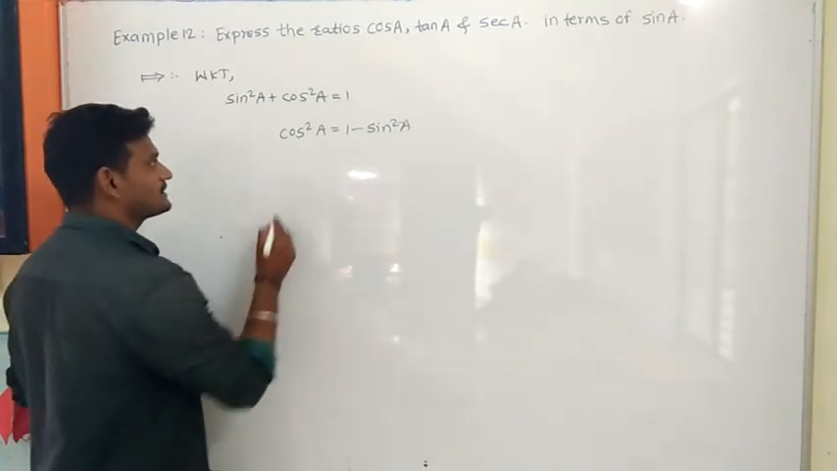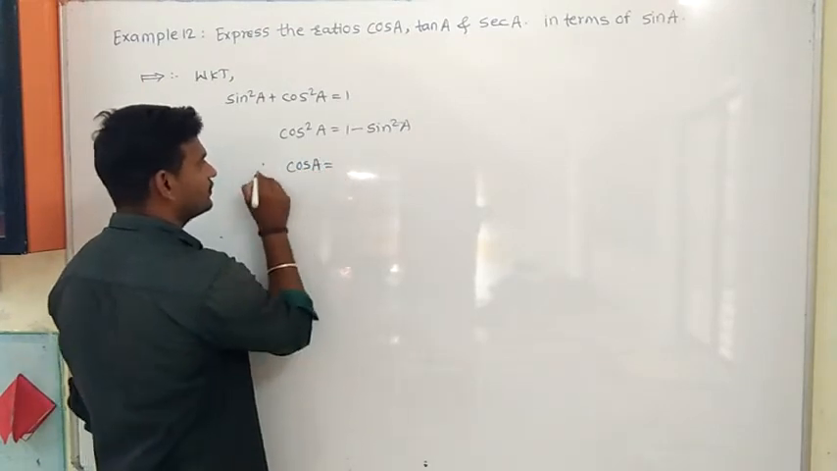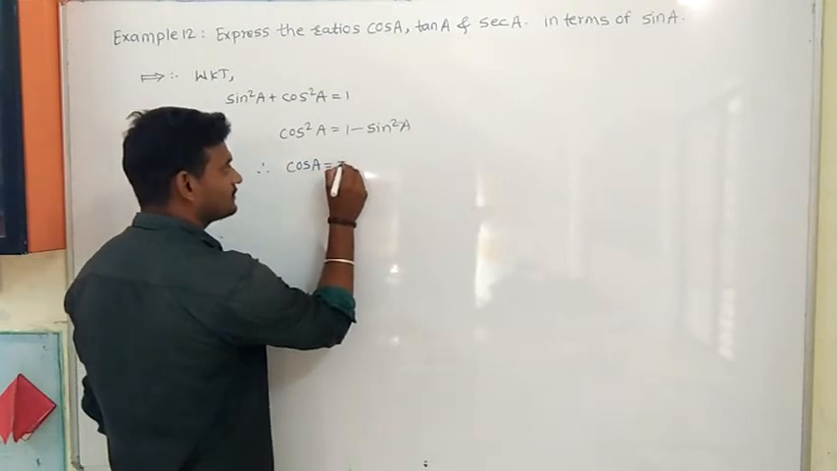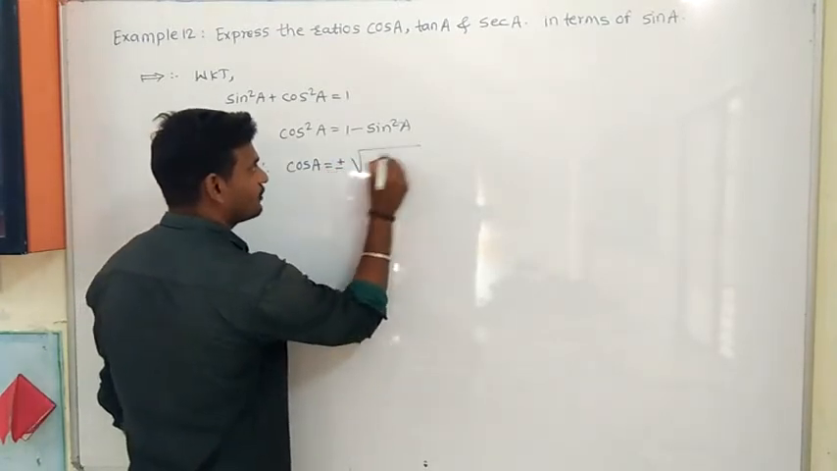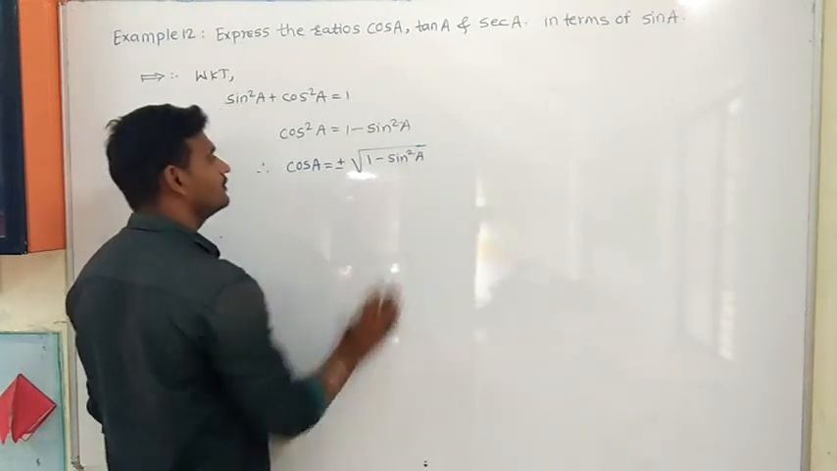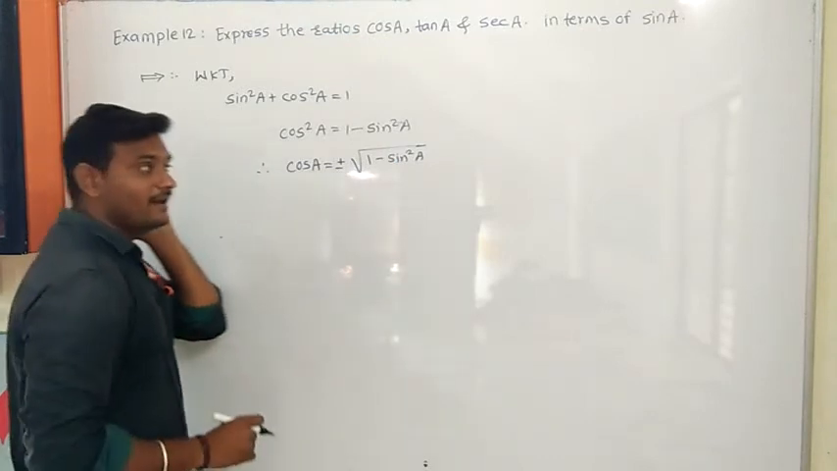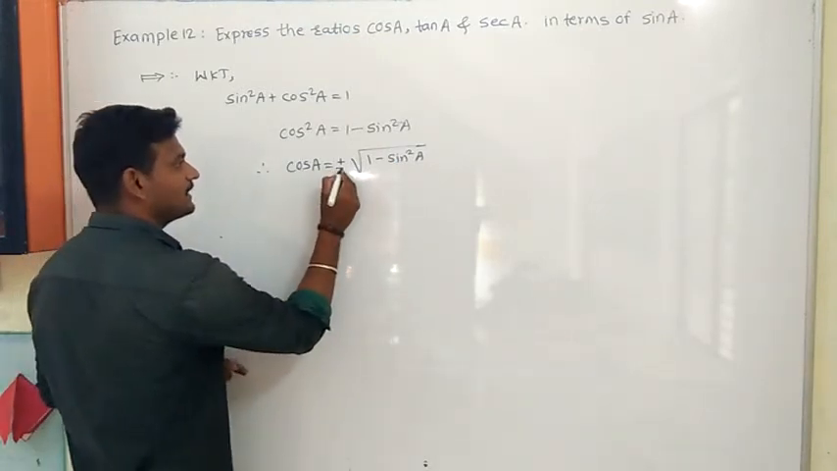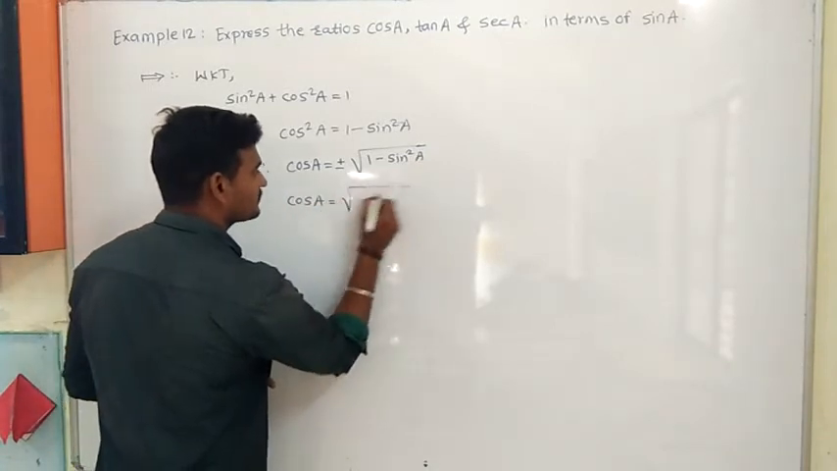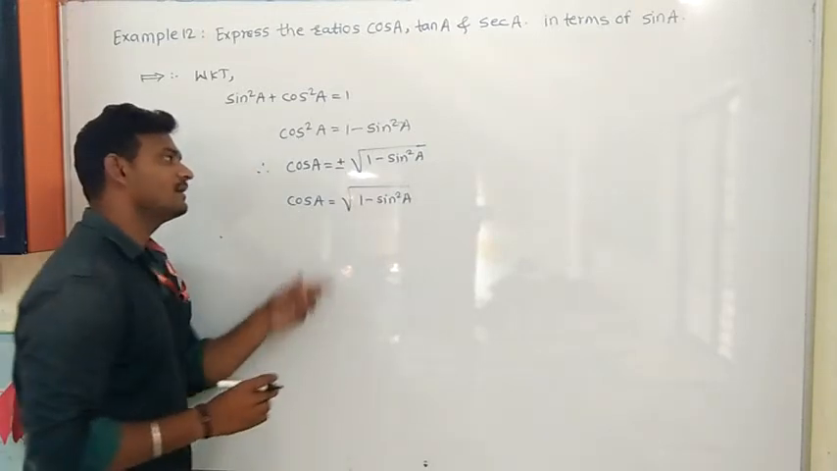Taking square root on both sides, cos A is equal to plus minus square root of 1 minus sin square A. Now, but here we have to consider plus only, plus square root of 1 minus sin square A. We have taken plus here.